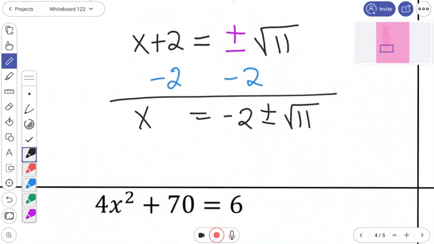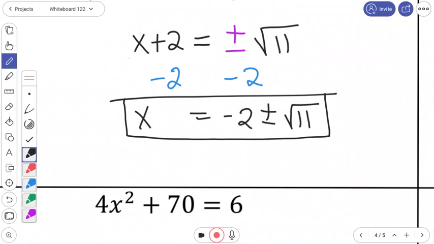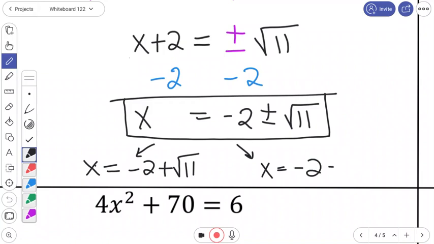So how many answers do we see here? You can leave your answer like this. That's just fine, but I need you to recognize that's two solutions. Your first solution is x equals -2 plus the square root of 11. And we also have x equals -2 minus the square root of 11. Either way, you can either write your answer condensed all together where both solutions are written together, or you can write them both separately. We're fine either way.